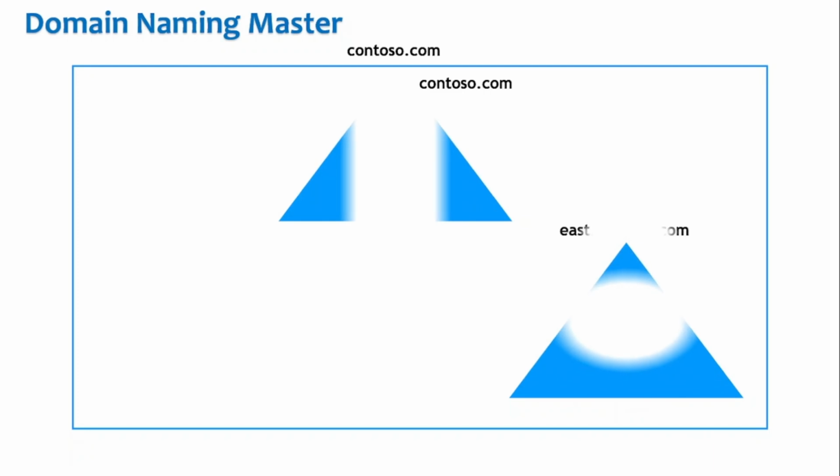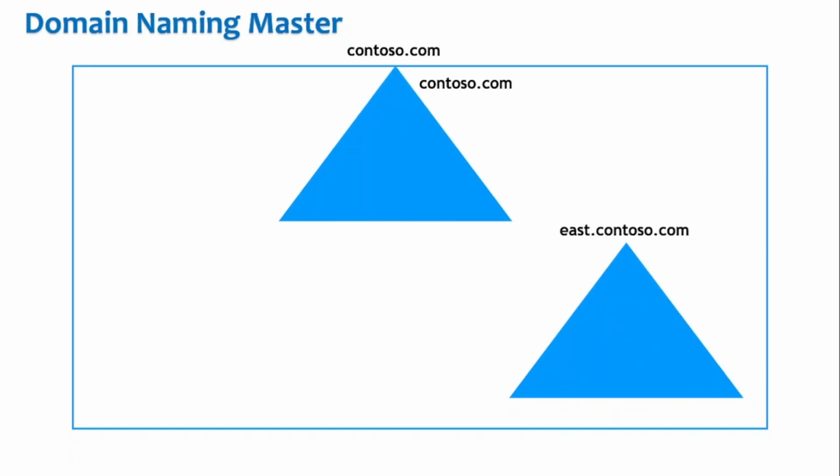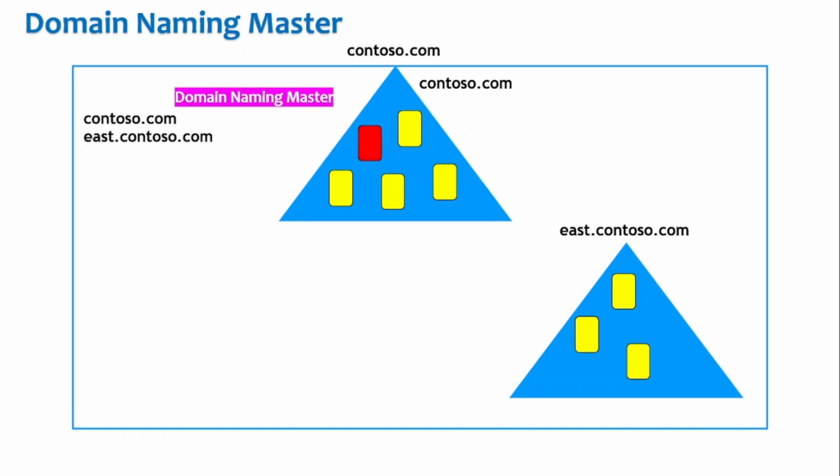So we have a forest, contoso.com, and we have two domains, contoso.com and east.contoso.com. And definitely we'll have some domain controllers in both the domains. And this is our Domain Naming Master. Now the Domain Naming Master will have a list of all the domain names in its domain. So it will have contoso.com and east.contoso.com.